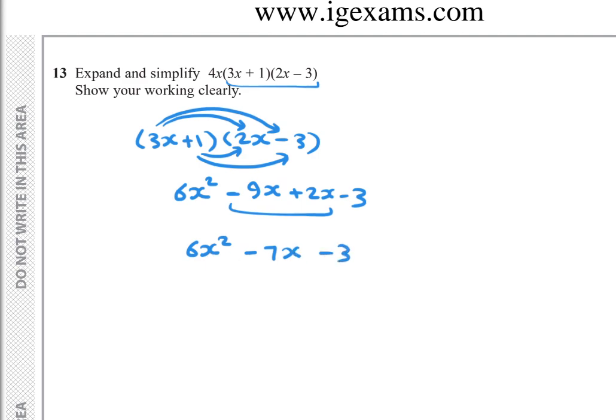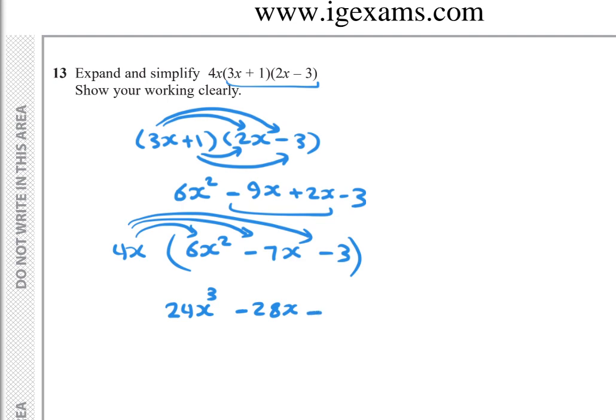Now multiply this by 4x. So 4x multiply 6x squared minus 7x minus 3. 4x times 6x squared, 24x power 3. 4x times negative 7, negative 28x. 4x times negative 3, negative 12x.